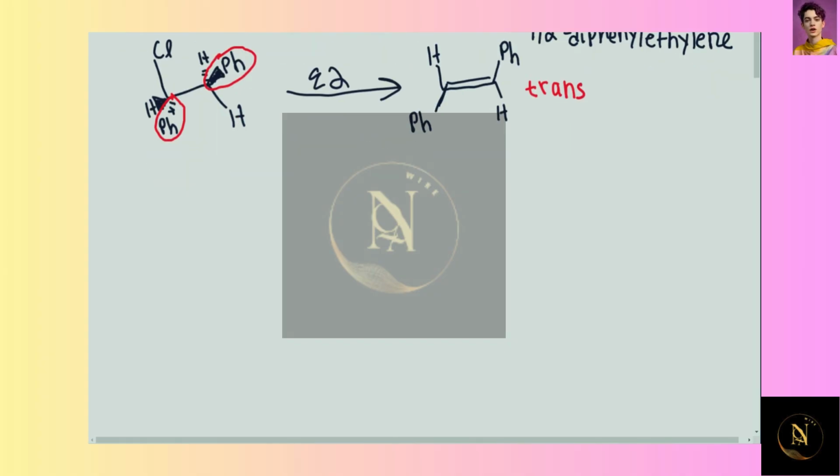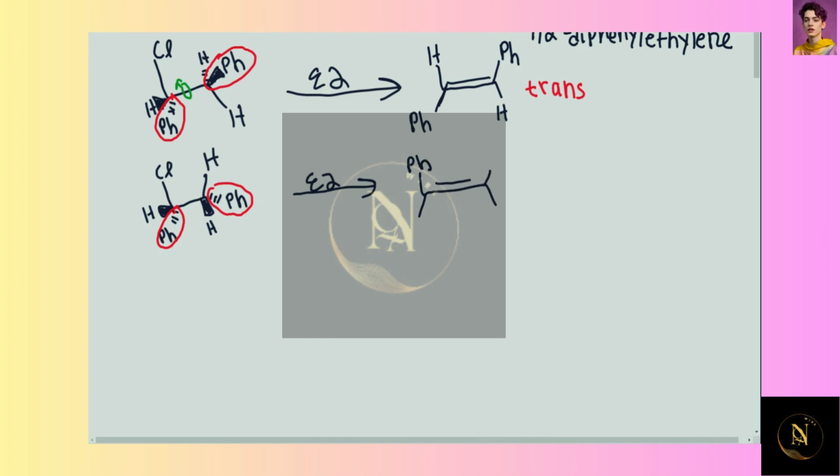And when I draw it like this, what I did is I simply rotated the carbon-carbon bond to look like the following. So I'm going to keep this phenyl group as a dash here. And when that bond is rotated, this phenyl group is now going to become a dash as well. So when we have our two phenyl groups that are both going away from us, when we perform an E2 elimination reaction, we're going to get the cis isomer of our product, which will look like the following.